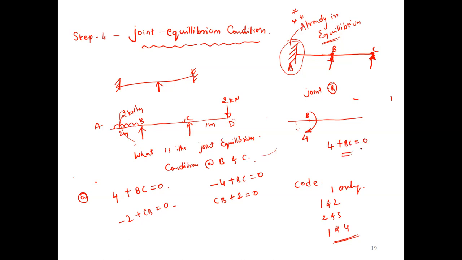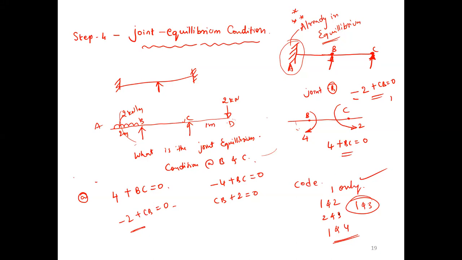Any options are there? First option, right? Now you come to joint C, so it is clockwise, resisting is 2, so you have -2 plus CB equals 0. Any options are there? No, sir. -2 plus CB. Here is there, but here I have not given 1 and 3, right? So you have to go for 1 only.